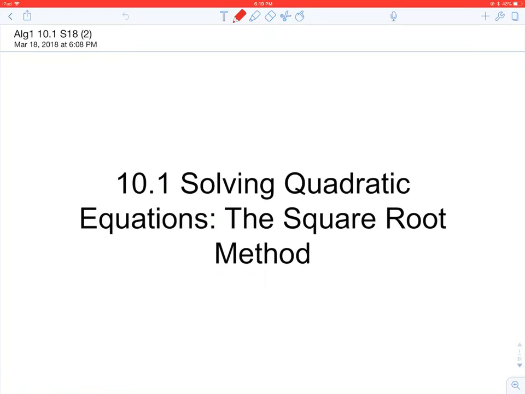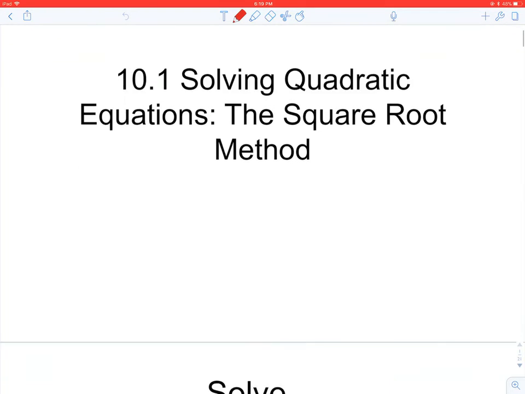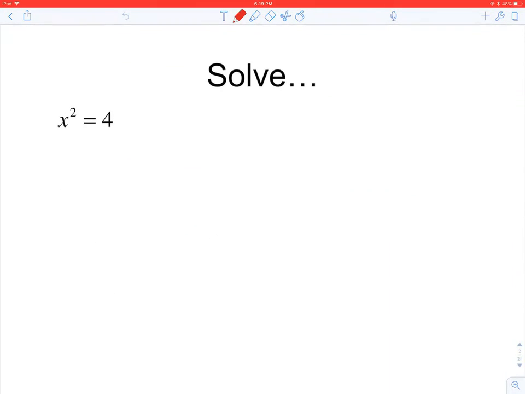Okay, so this is section 10.1, solving quadratic equations using the square root method. We've already talked about solving quadratic equations by factoring and then applying the zero product property. And so now we're adding another method to our toolbox for solving quadratic equations.